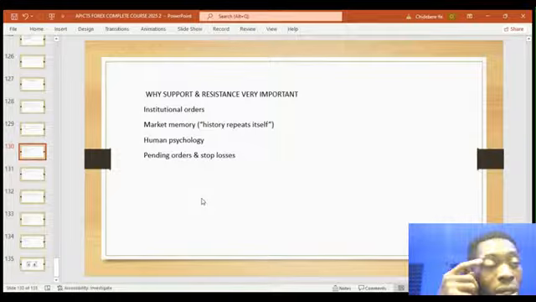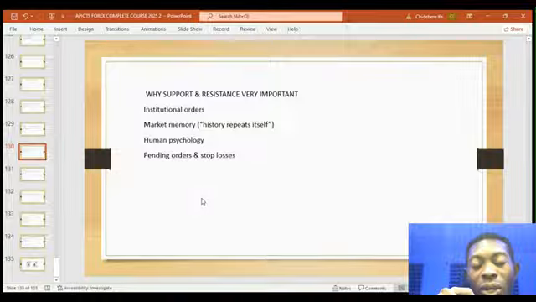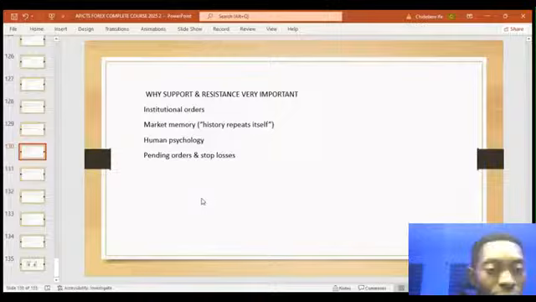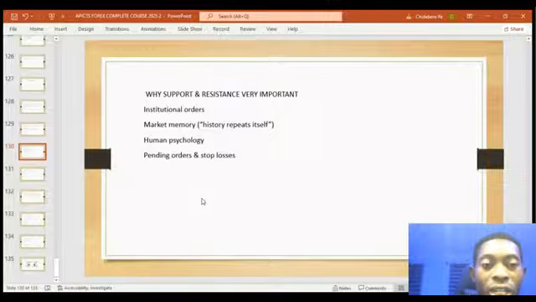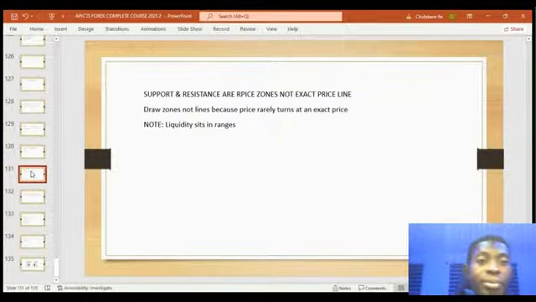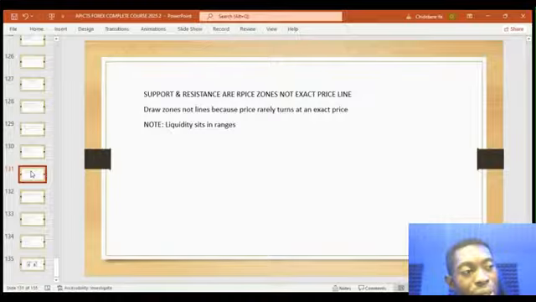For example, today we traded some markets, and at certain support and resistance you will see the reactions that were happening. Sometimes the market will pull back or stop moving in that area. Even if the momentum is strong, it will react at a certain zone. Those zones are what we call support and resistance. And support and resistance are price zones, not exact price lines.